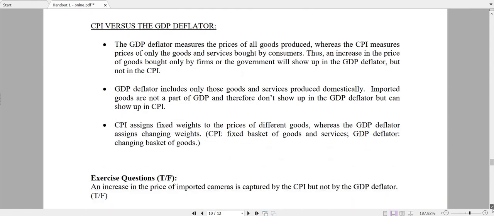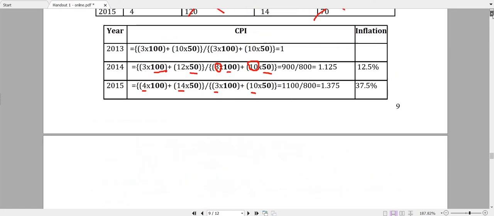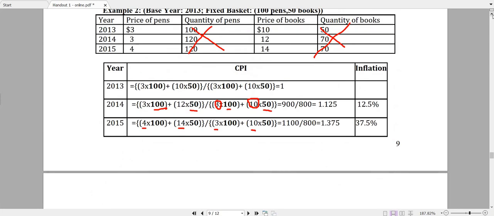Now, since we have discussed both CPI and the GDP deflator, we are now in a position to compare and contrast these two measures of inflation. You've seen using the previous example that when I calculated inflation using the GDP deflator, my answers were different as compared to when I computed inflation using the CPI index.